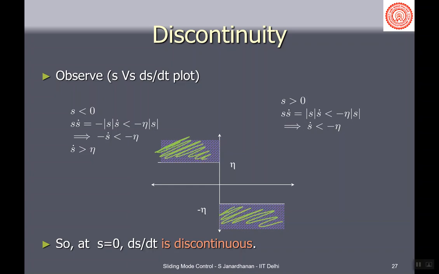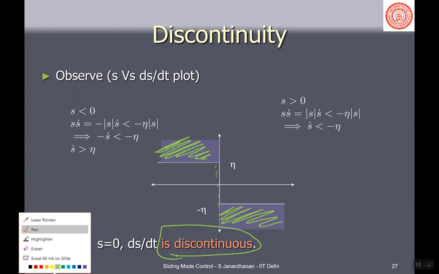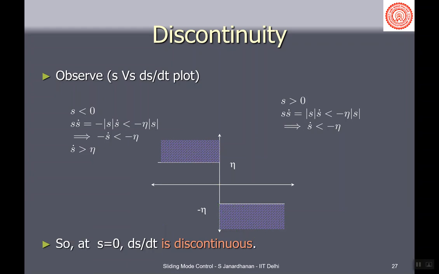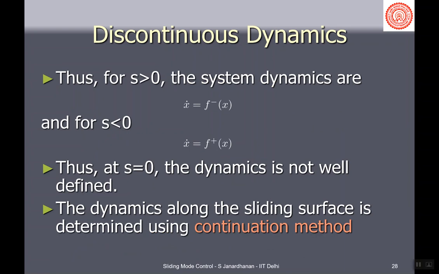What is to be noted is that near S equal to 0, there is a discontinuity in S dot. Whatever the equation describing S dot, there should be a discontinuity in one of those components. Only then can this be achieved. At least eta reachability can be achieved only with a discontinuity in it.